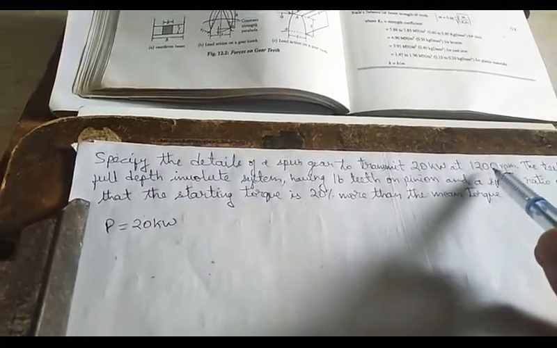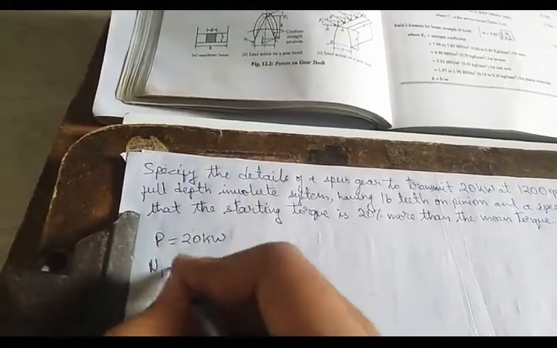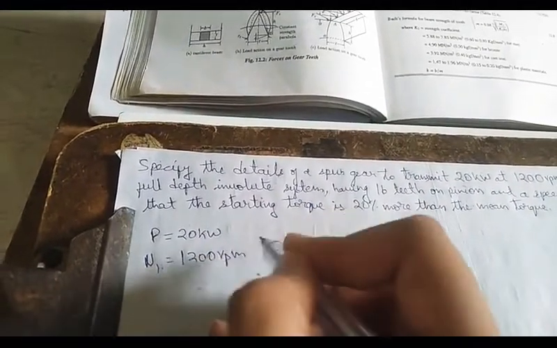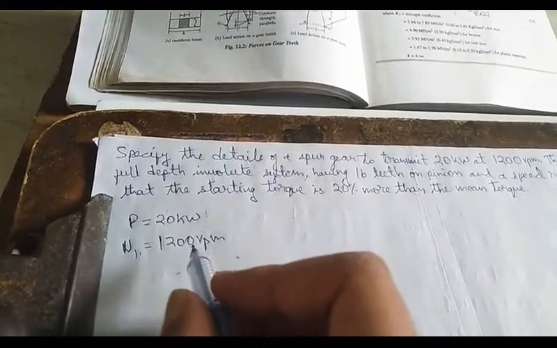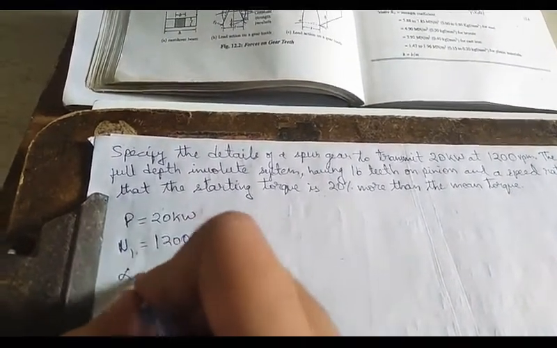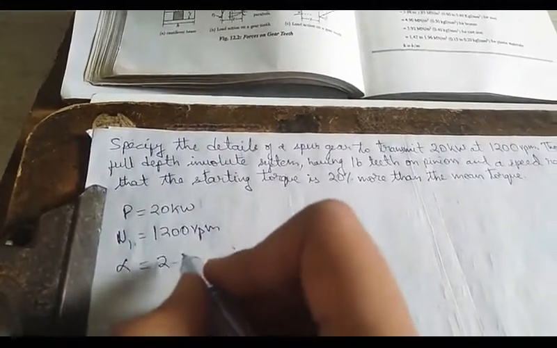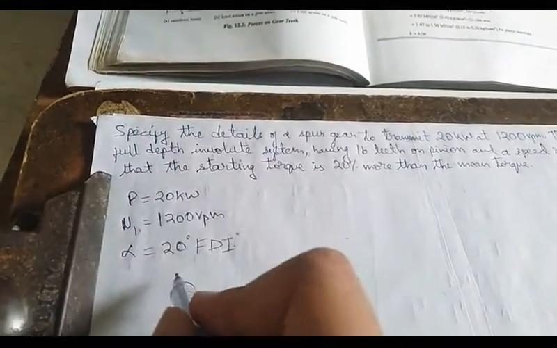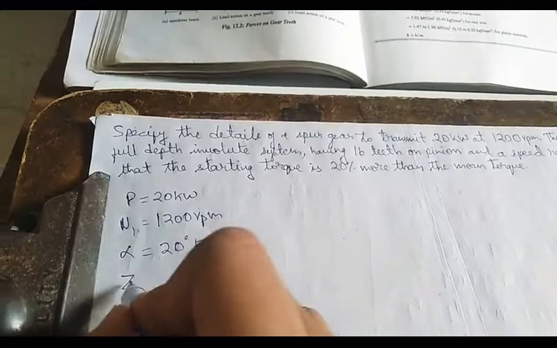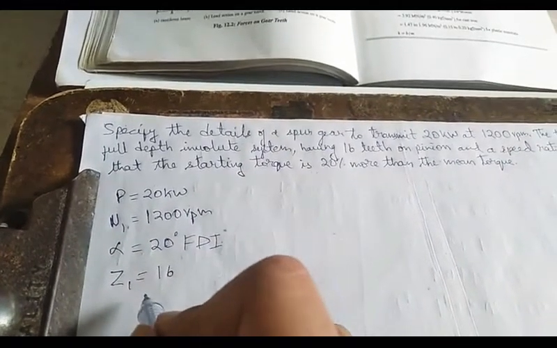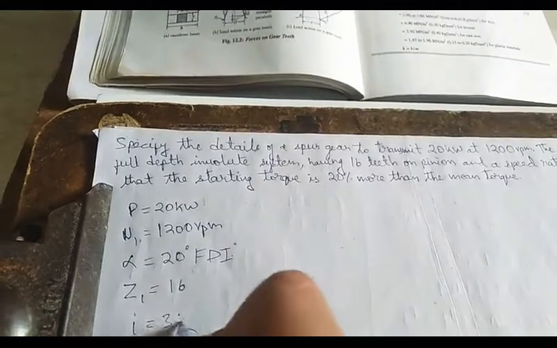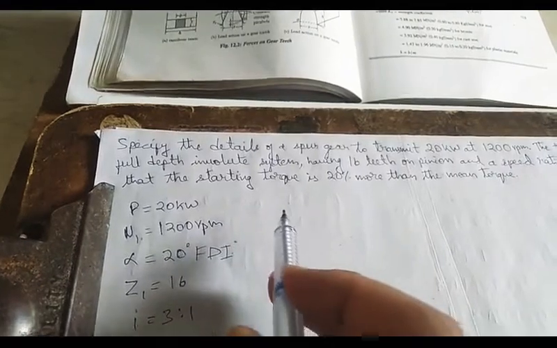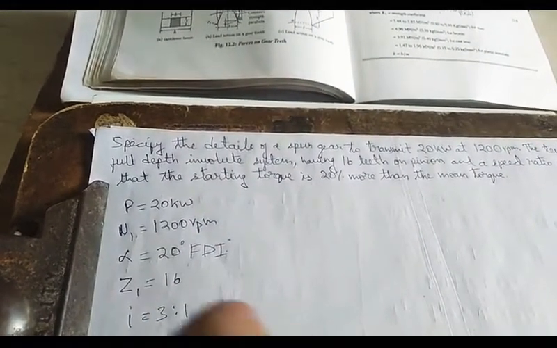So here they have given the speed of driver. So we will consider the driver as N1, 1200 rpm. Teeth are 20-degree full depth involute, alpha pressure angle 20-degree, full depth involute having 16 teeth on pinion. Z1 is 16 and speed ratio i is equal to 3:1. Assume that the starting torque is 20% more than the mean torque.